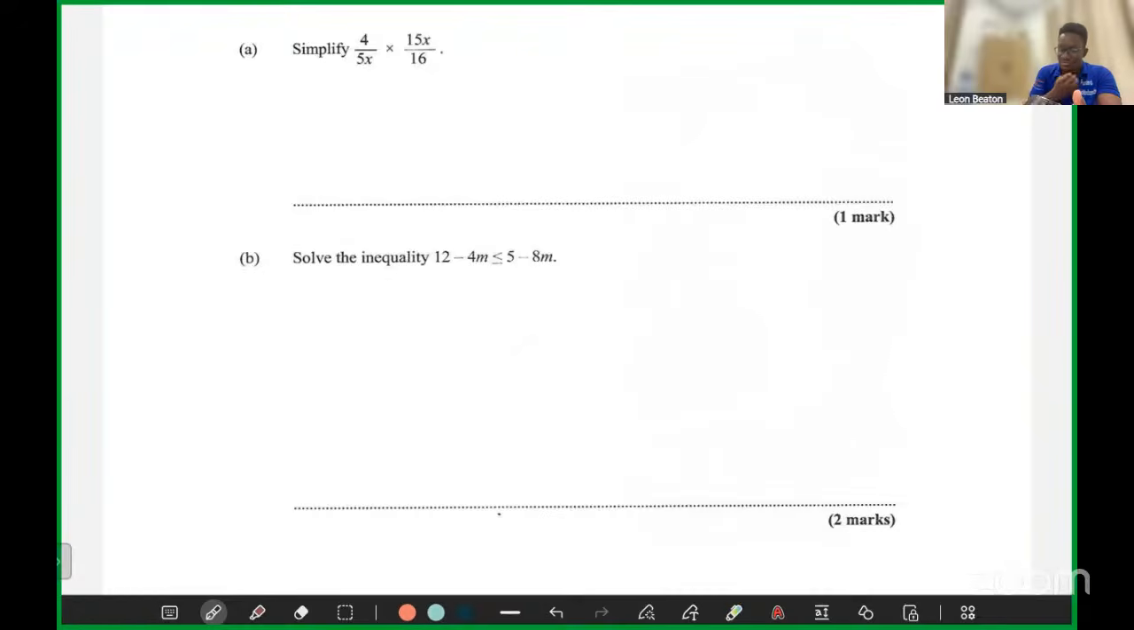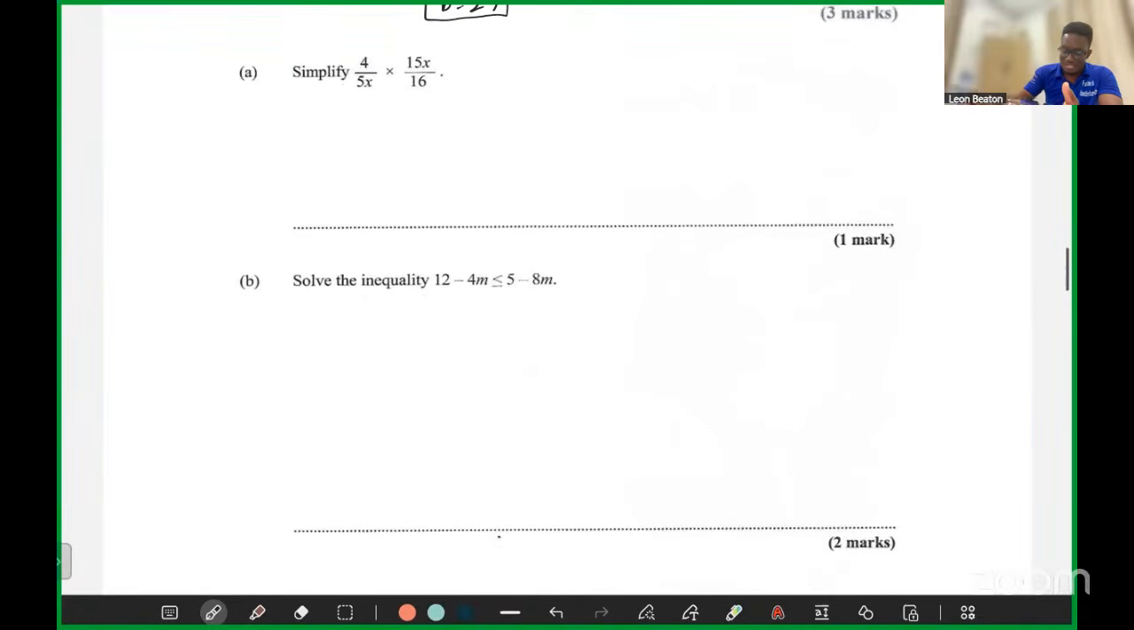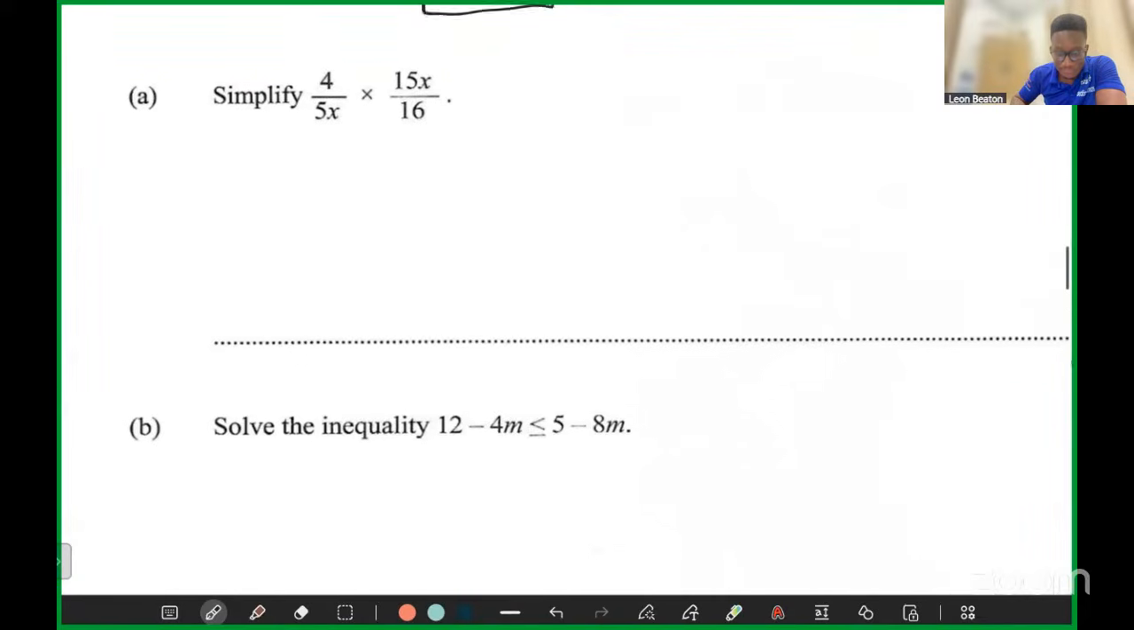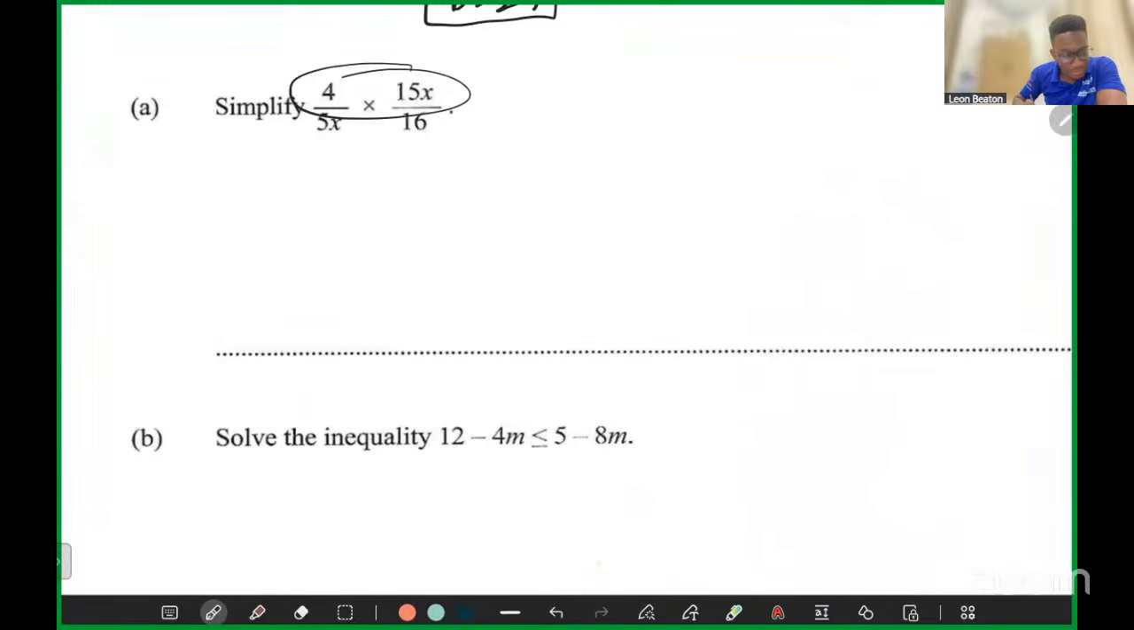Good. So we have here now some things to simplify. As I said, when we go down, you'll see concepts repeating. So we have: simplify 4 over 5x times 15x over 16. Let me zoom up. The thing is, we can multiply the top by the top and then the bottom by the bottom. Or before we do that, we can even simplify it to make it easier.